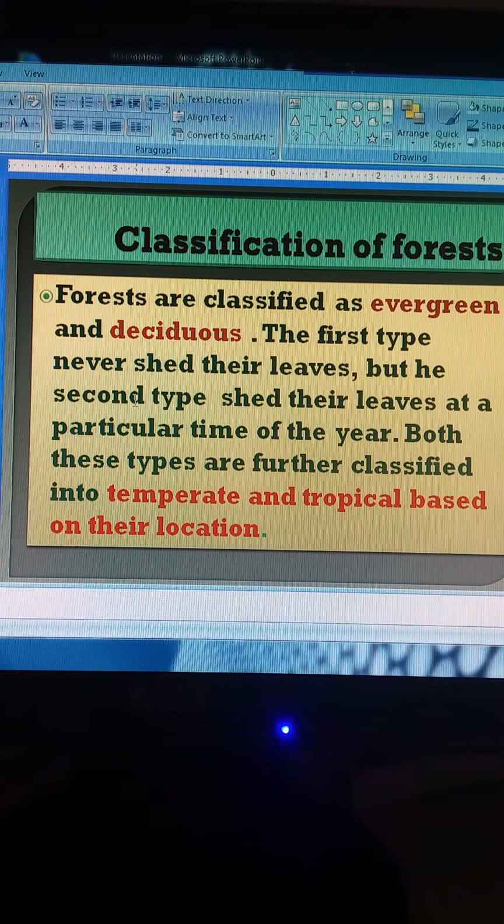Now forests are broadly divided or classified as evergreen and deciduous depending on when they shed their leaves. Evergreen forests do not shed their leaves in a particular season to conserve loss of moisture through transpiration.